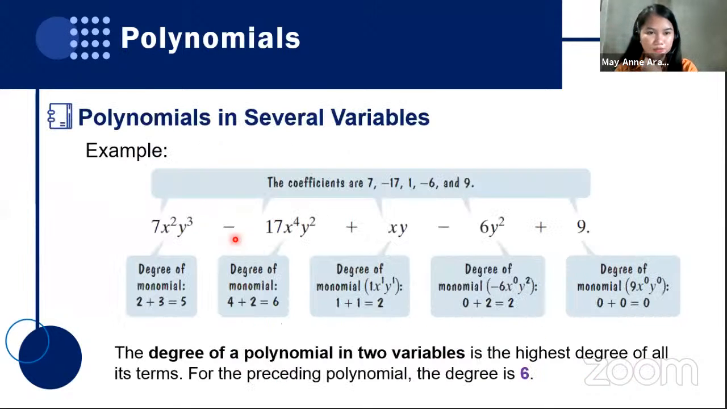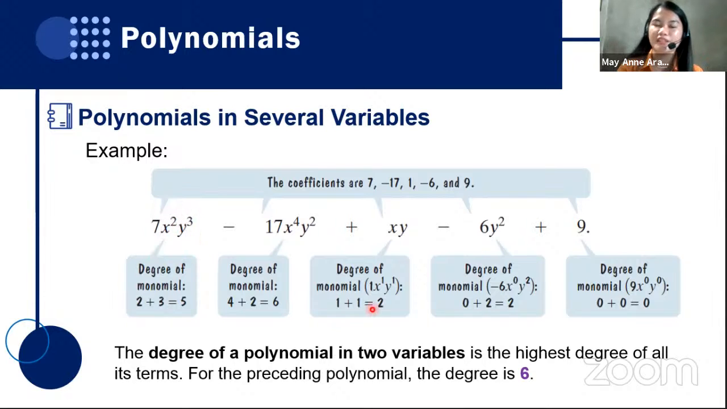Okay, now we move on to polynomials in several variables. This one has many more, so there is already a y, sometimes even a z. Okay. So, for the coefficient, we have here 7, 17. And if we need to solve for the degree of a polynomial in two variables, we just need to get the highest degree by adding. We just add. Okay. So, if we add here, you have 2 plus 3. The degree of this monomial is 5.